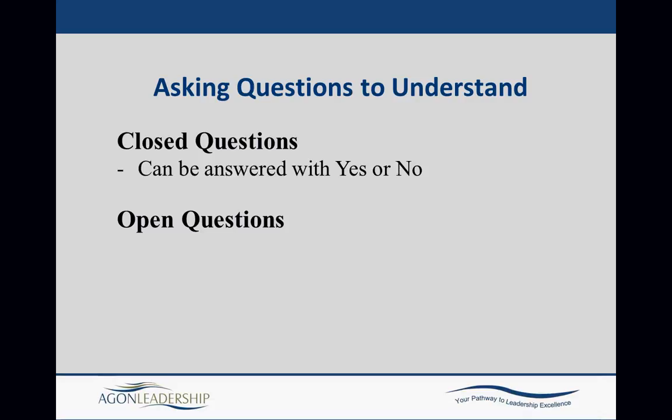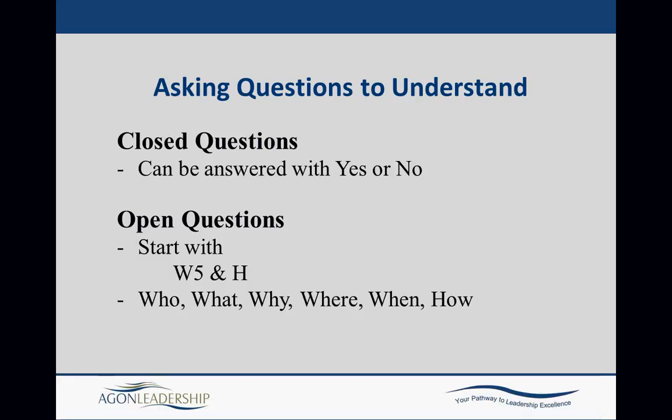Are you saying you can't meet today? No, that's not what I'm saying. So a closed question can just help you figure out which of two possible paths people are on. Open questions help you go into more depth. Open questions start with one of the 5 W's or H. They start with who, what, why, where, when, and how.